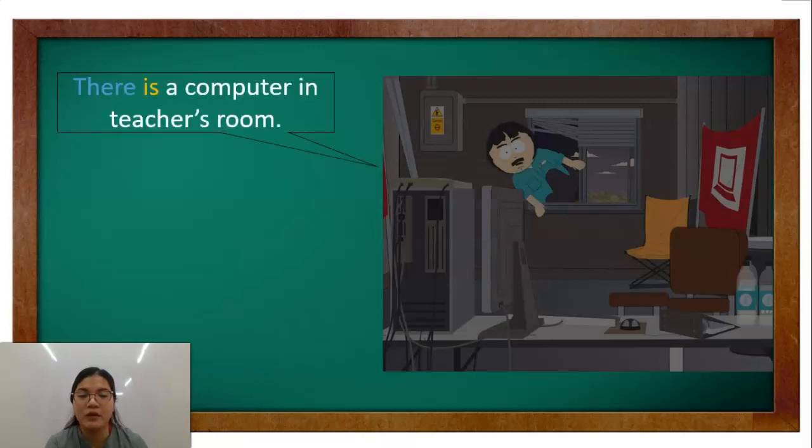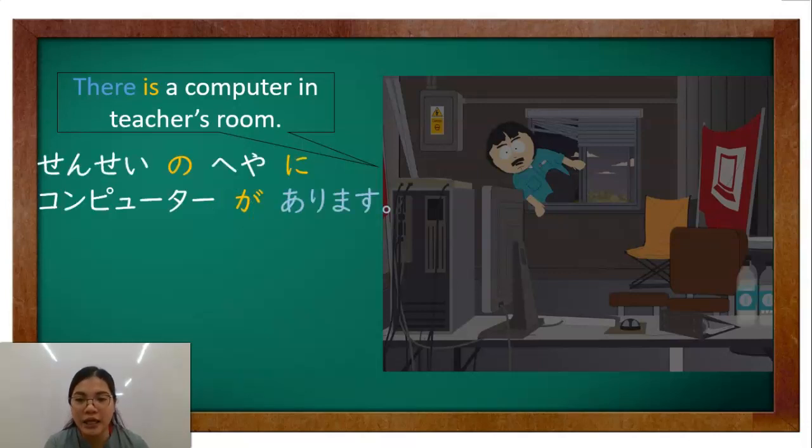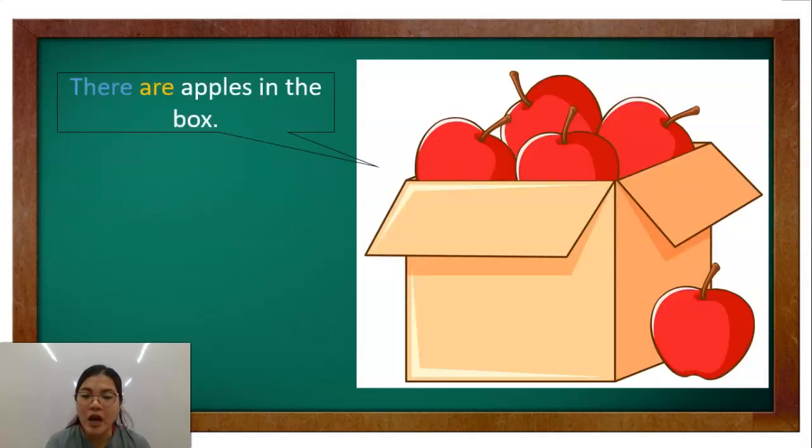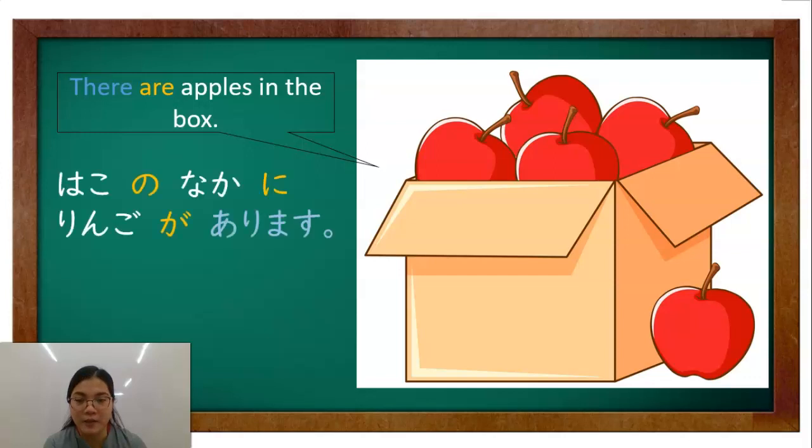Okay, another example is when you say, there is a computer in teacher's room. Sensei no heya ni computer ga arimasu. Okay? Another example is when you say, there are apples in the box. Hako no naka ni ringo ga arimasu.